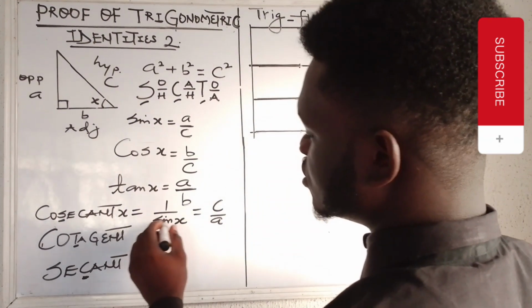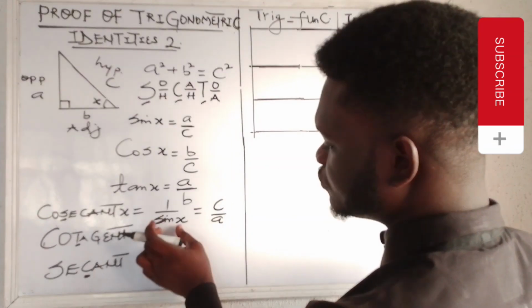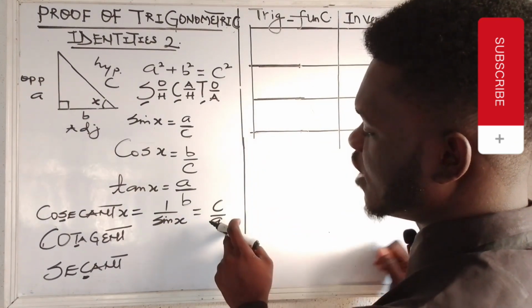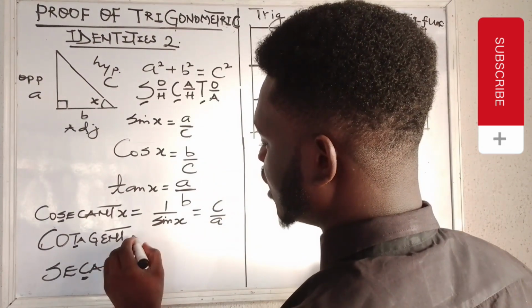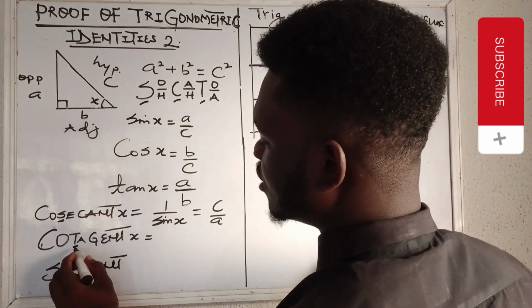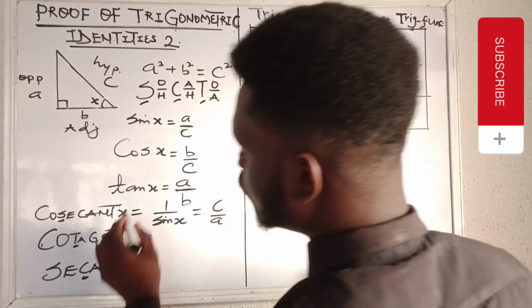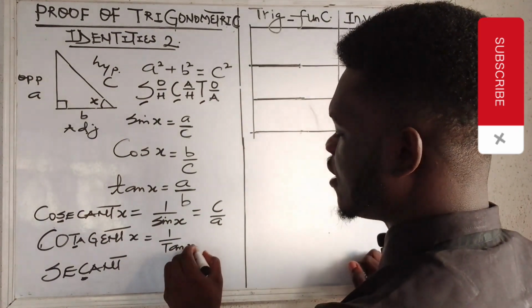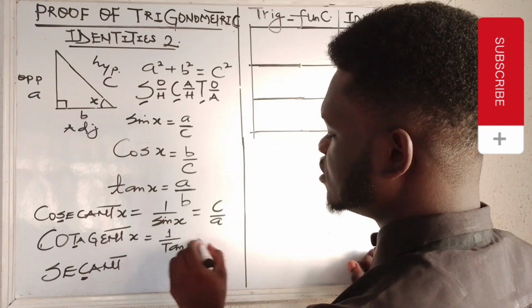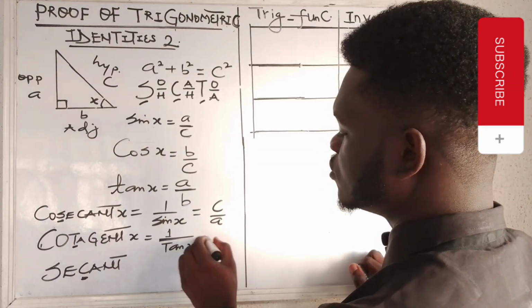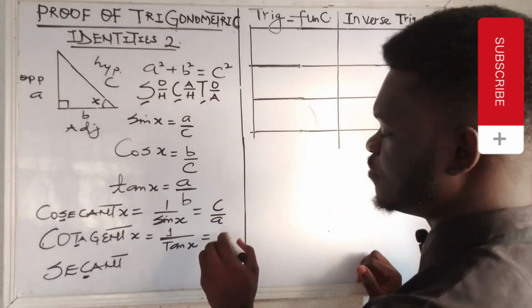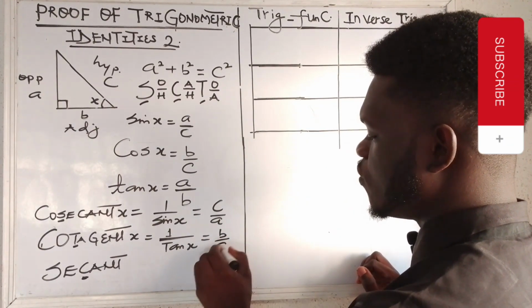So cosecant x is equal to the inverse of sine x, which is equal to C over A. So what about cotangent x? Look at the third letter, it is tan. So it's going to be 1 over tan x. I hope this is clear enough. So you already know what that would be: the inverse of A over B, which is B over A.